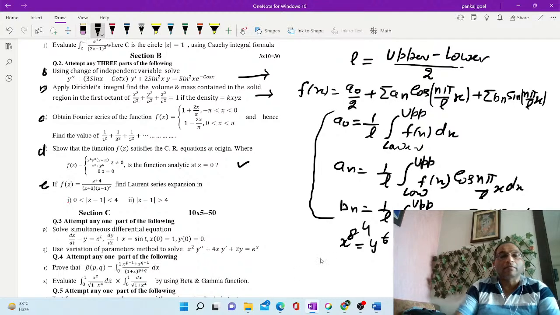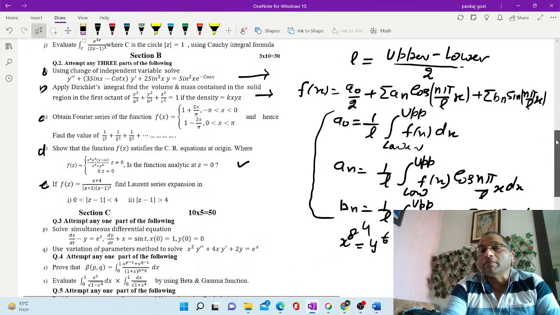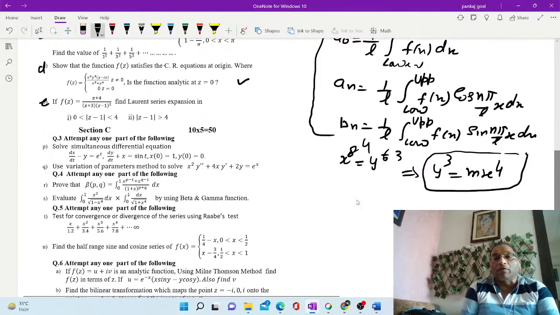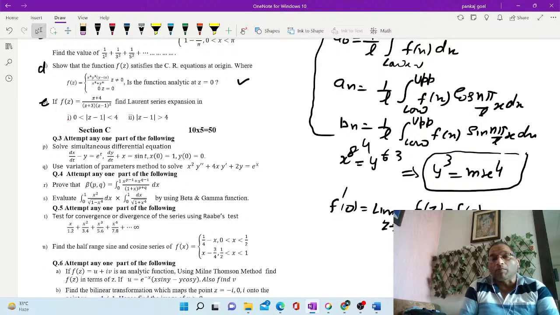Find f'(z) and apply the formula for f'(0), that is equal to limit z tending to 0 of (f(z) minus f(0)) upon z, and take this curve and last write the two paths for two different values of m. Prove that f'(0) is not unique, and we can say f(z) is not analytic at z equal to 0.